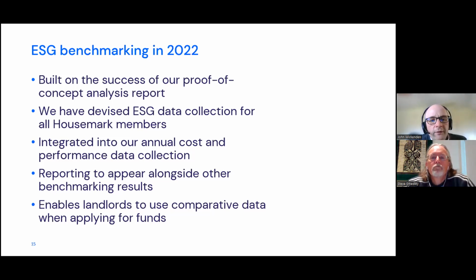So we've devised this data collection that uses all of the quantitative measures that are in the ESG data collection form, and that's going to go live for data entry on our website over the summer. So by the time you have your year-end figures, year-end cost data and governance data, that will be ready for HouseMark members to input data. And we'll also integrate it into our reporting tool in the autumn, so that you can look at ESG benchmarking results alongside your other cost, performance and satisfaction data.